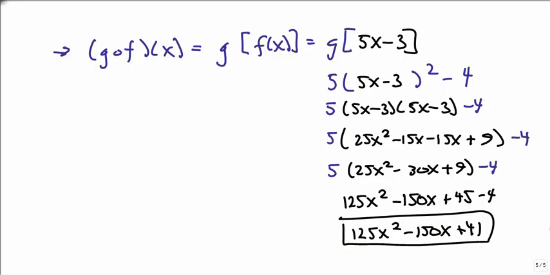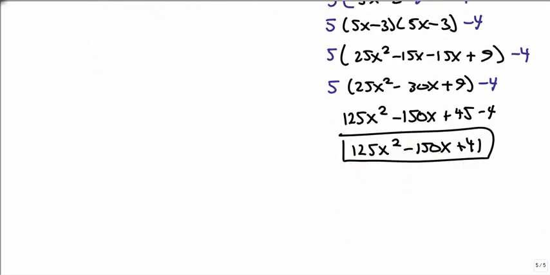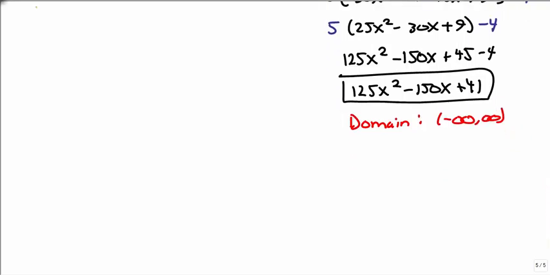Now we could talk about the domain here as well. For the domain, there's no denominator and there are no radicals, so my domain is all real numbers. Now we've looked at f of g of x and g of f of x. We can also look at evaluating these. We're still using our same two functions, so let's write those down again since they're off the screen. We had f of x equals 5x minus 3, and g of x equals 5x squared minus 4.